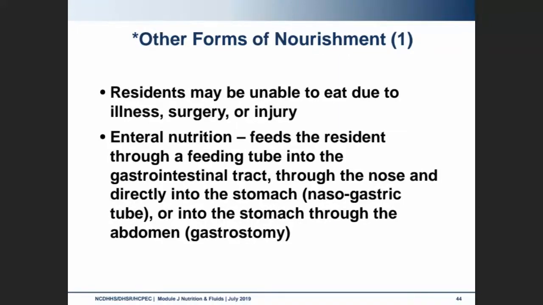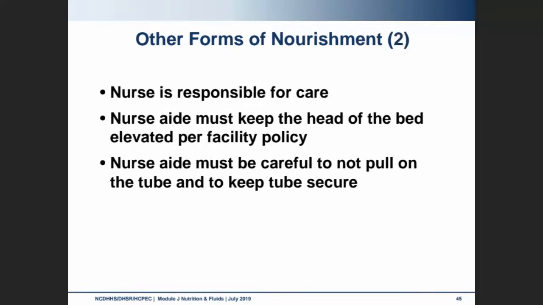Now, this tube can enter through the nose and go directly into the stomach, in which case it's called a nasogastric tube. Or you may see people with a gastrostomy, and that's when the tube goes directly through the abdomen straight into the stomach. As nurse aides, we're not responsible for the care of these tubes, but we do need to keep an eye on a few things.